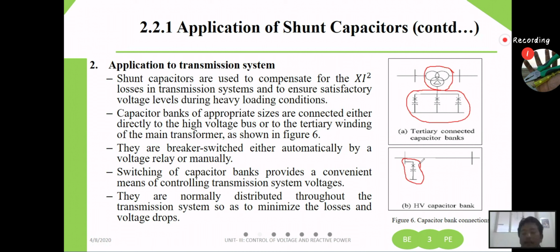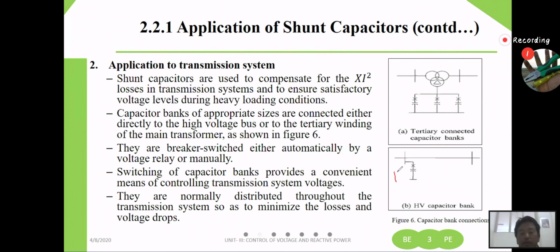Normally the transmission system is high voltage, right? That's why it is written high voltage capacitor bank. They use one breaker and then a switch, which can be operated automatically by a voltage relay, or manually as well. But nowadays we go automatic using a voltage relay. If the voltage is below the acceptable limit, it will switch on the bank and boost the local voltage, so it tries to maintain the same voltage. If the voltage is more, it will switch off automatically.